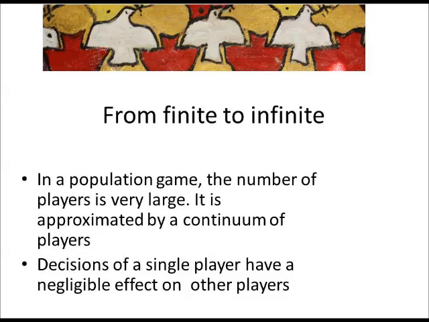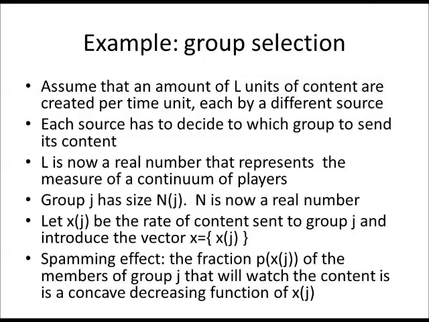It is approximated by a continuum of players. Decisions of a single player have a negligible effect on the others. Here is a similar example as the one we saw, but this time modeled as a population game. So now we assume again that there are L units of content that are created per unit of time. Again, each by a different source. But this time the size of a player is not 1 unit. It is infinitesimally small.